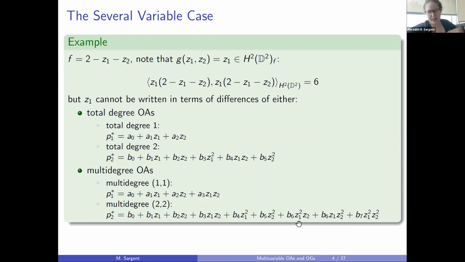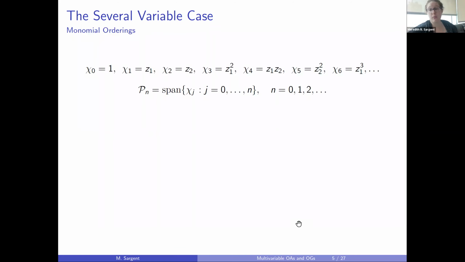So we need to come up with another way to think of this kind of degree. It turns out one solution is to choose a monomial ordering and build these things one monomial at a time. So instead of saying I want degree 5 or whatever, I'll say I want the first 5 monomials, and then I'll define my Pn. Before this was polynomials of degree n. Now this is going to be the monomials 0 up through n.